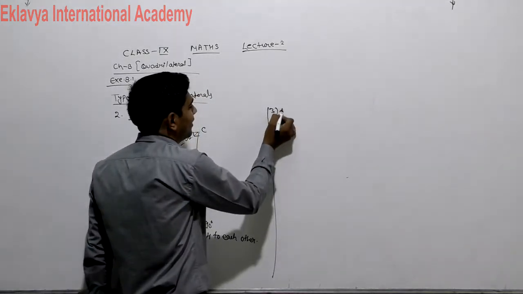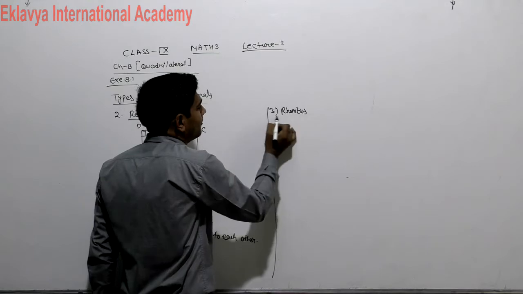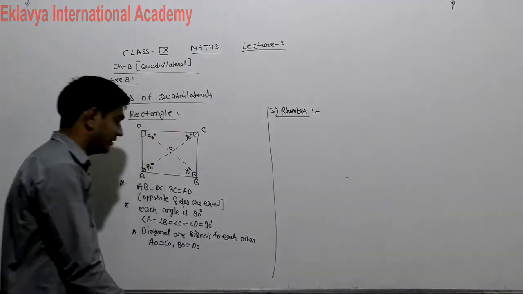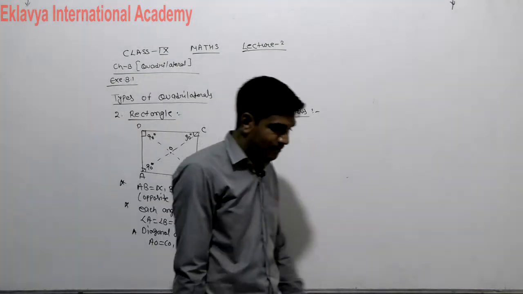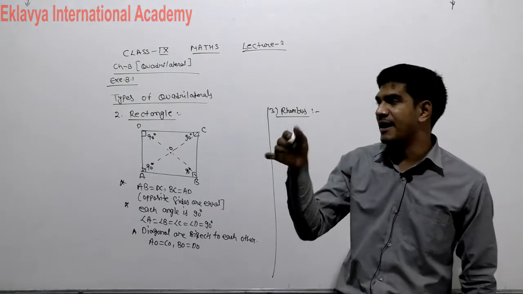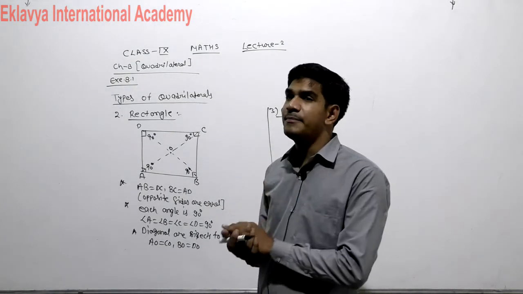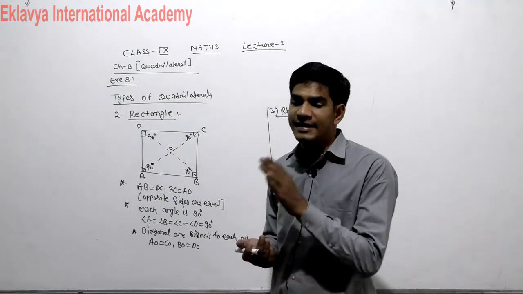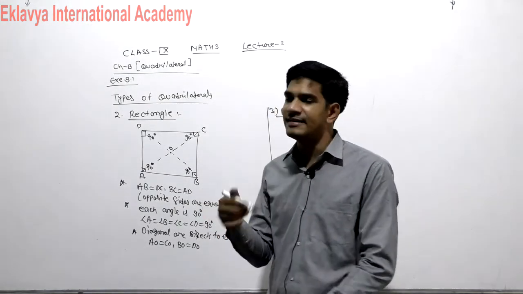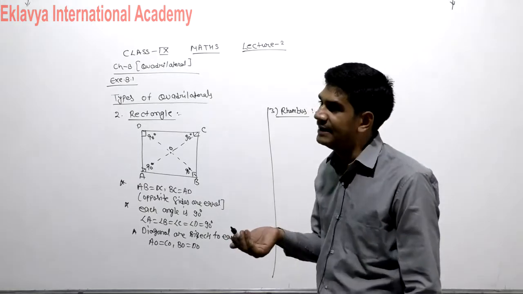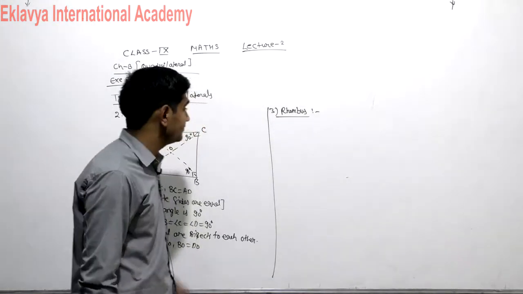Third one is the rhombus. Question is that students, how will we prove a parallelogram is a rectangle? You have to prove that a parallelogram is a rectangle. So how will you prove? If in a parallelogram each angle becomes 90 degrees, then the parallelogram becomes the rectangle.